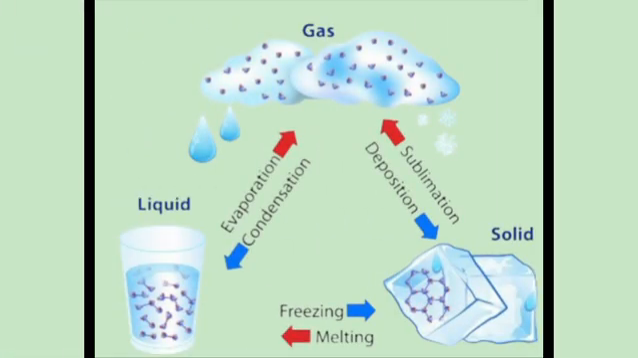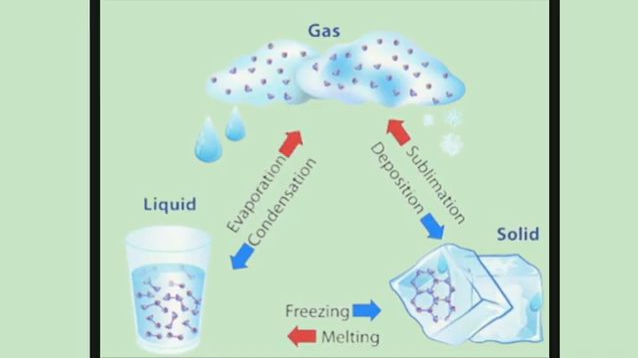So this is the change of state triangle, which shows the names of the different changes of state. When a solid turns into a liquid, it is known as melting, and when a liquid turns back to solid, it is known as freezing. When a liquid turns to gas, it is known as evaporation, and when it turns back to liquid, it is known as condensation. And when a solid directly turns into a gas, it is known as sublimation, and when the gas turns back to the solid, it is known as deposition.